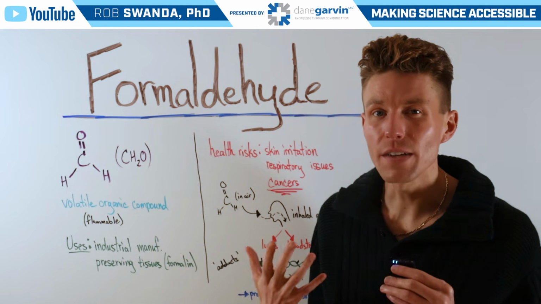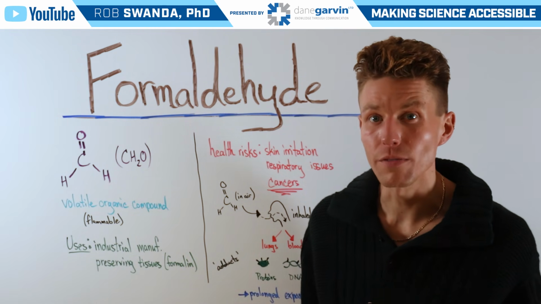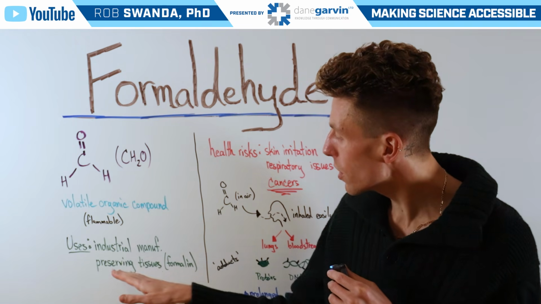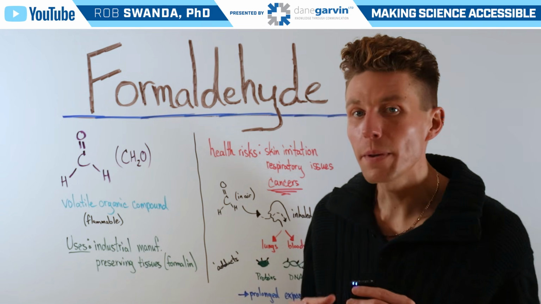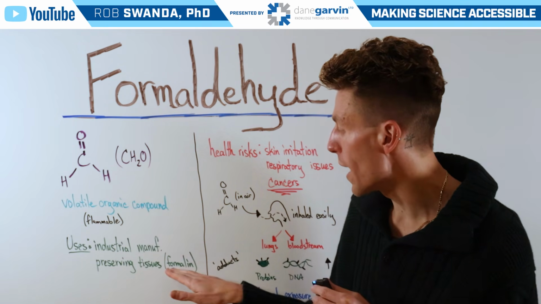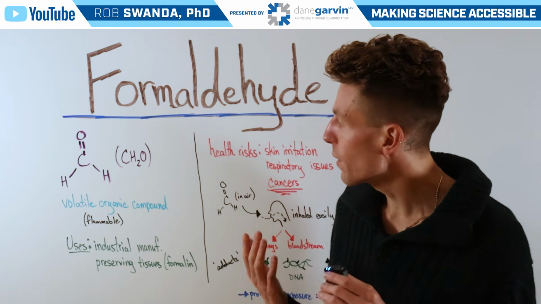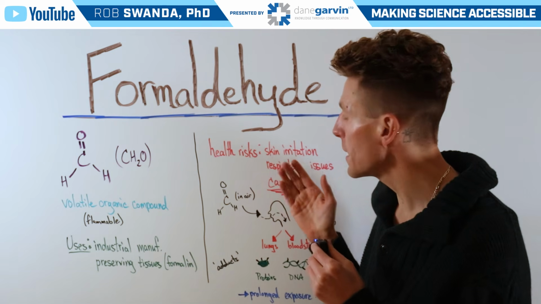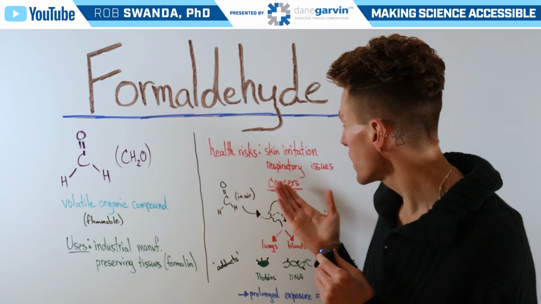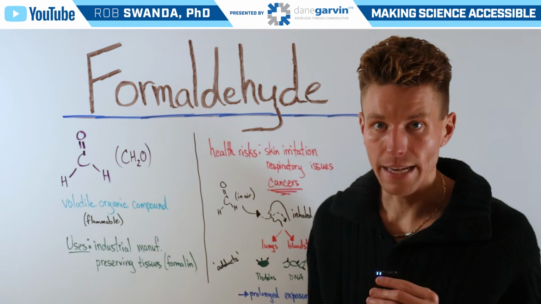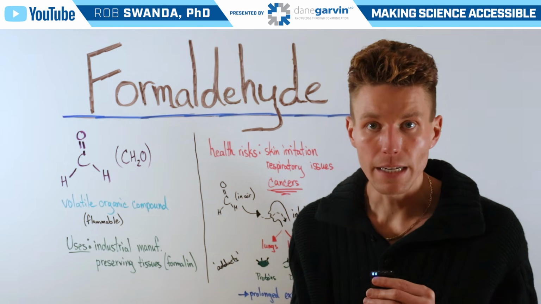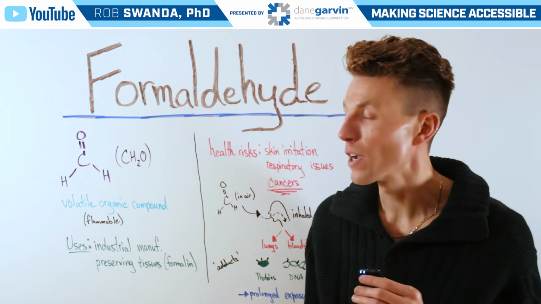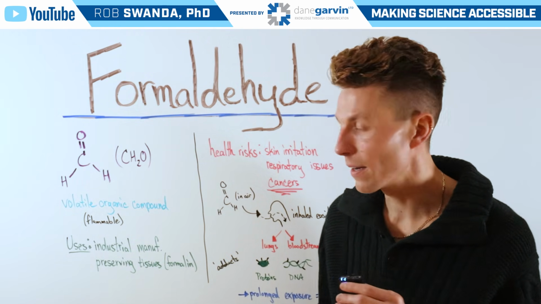It's used in a lot of industrial processes, specifically for wood making, and it's also used for preserving tissues, but that's in its liquid form known as formalin. Now, if we look at the health risks if someone is exposed to formaldehyde, that can be skin irritations, respiratory issues, as well as cancers. And let's dive into the mechanism of how cancer may occur if one is exposed to formaldehyde.